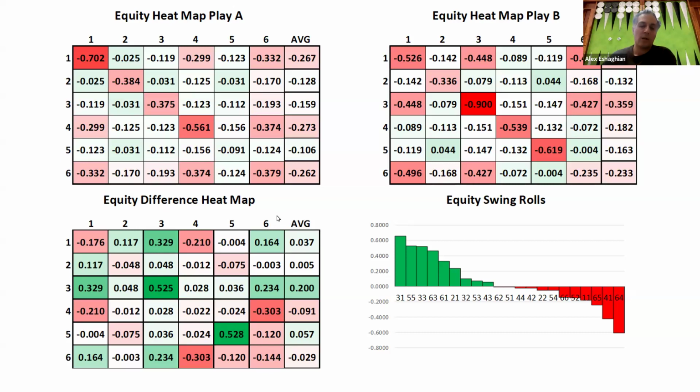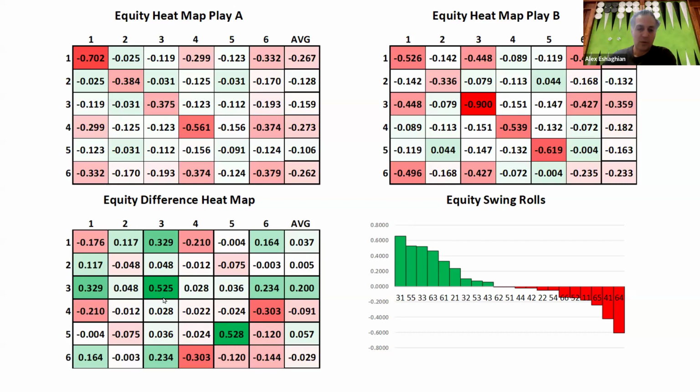And then the one on the lower left is a difference of these two values. So, for example, the first cell is the difference of the first cell on the upper left and the first cell on the upper right. And when it's red, that means it's in favor of the second play on the upper right, whereas when it's green, it's in favor of the one on the upper left.